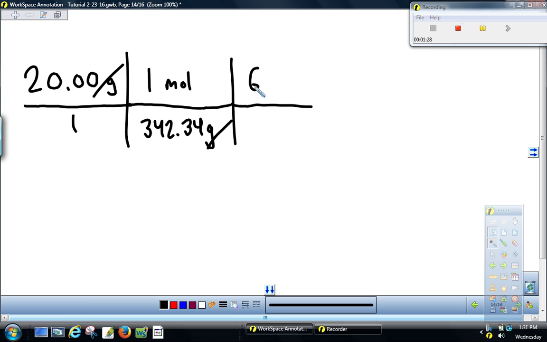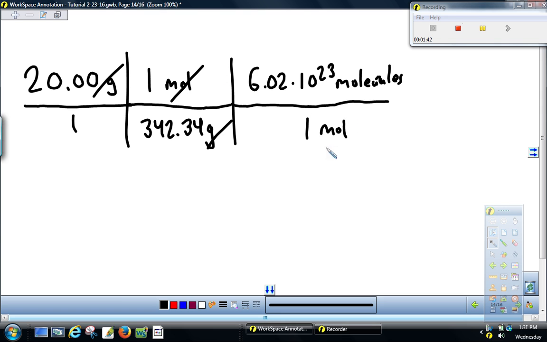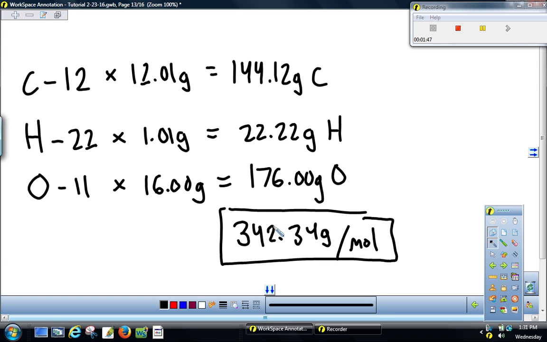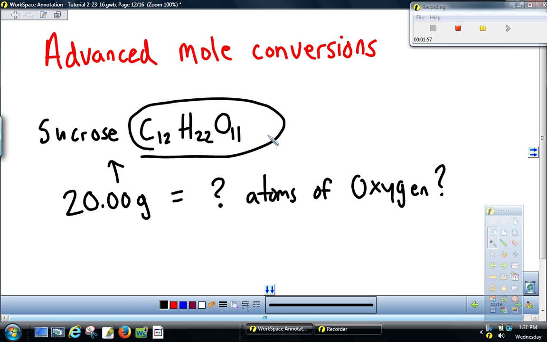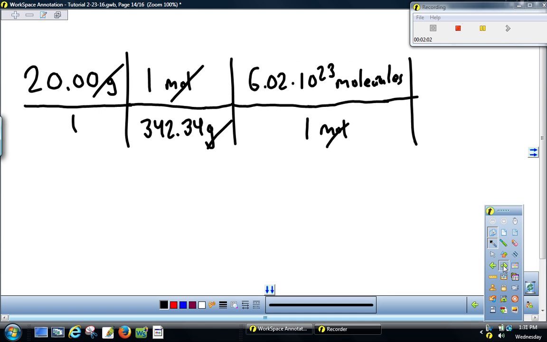If we know how many moles of something we have, we can multiply it by 6.02 times 10 to the 23rd, and that'll give us the number of molecules of sucrose per mole. So moles cancel, but now we have to look back. That's how many molecules of table sugar we have, so we've got to look at oxygens. Per molecule, there's 11 oxygens, right? Look at our chemical formula. One molecule is this, and per molecule, there's 11 oxygens.